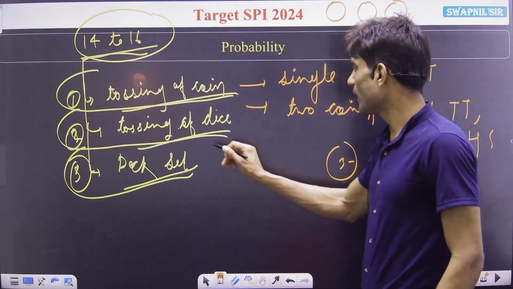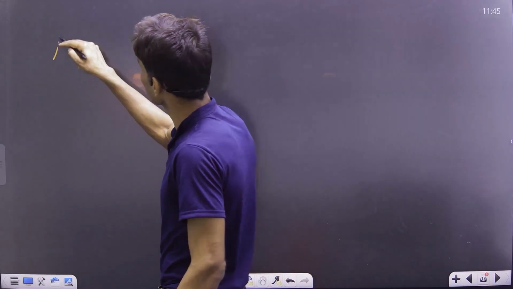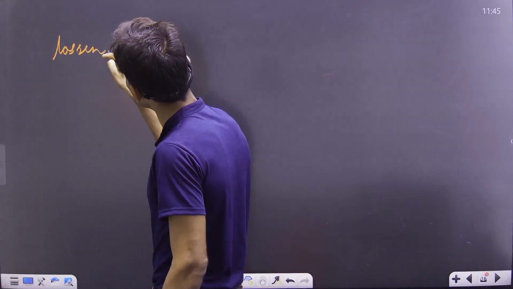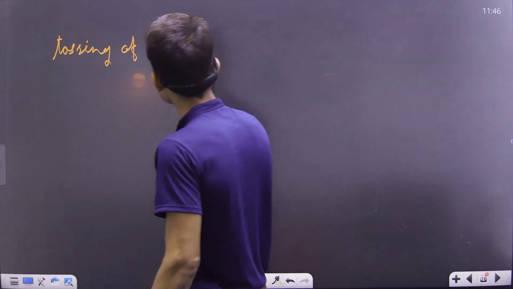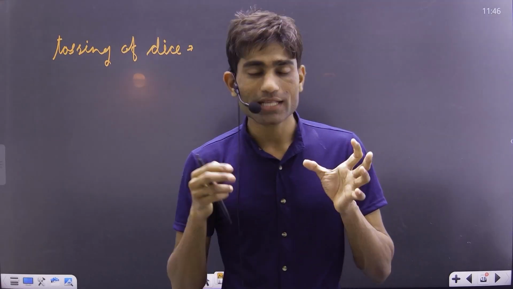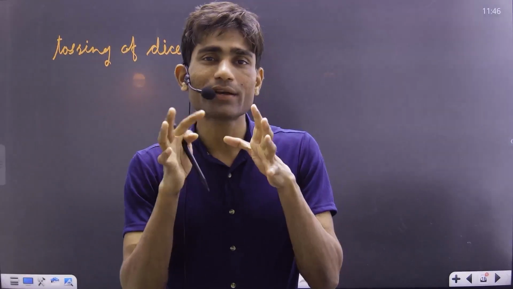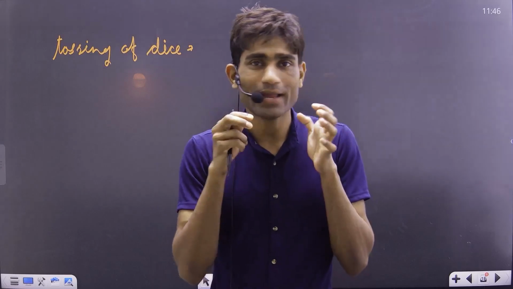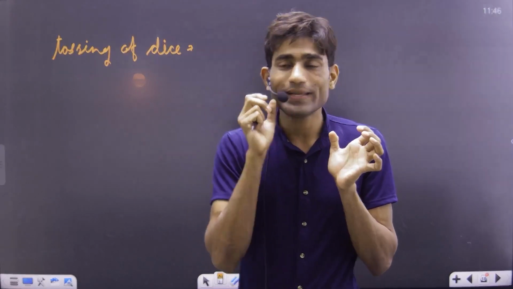Now what about tossing a dice? Let me explain tossing a dice. What happens if we toss a single dice at a time? We are already familiar with the dice. It has a cubical shape, and we know that a cube has a total of 6 sides. Every side contains dots, the first side contains 1 dot.